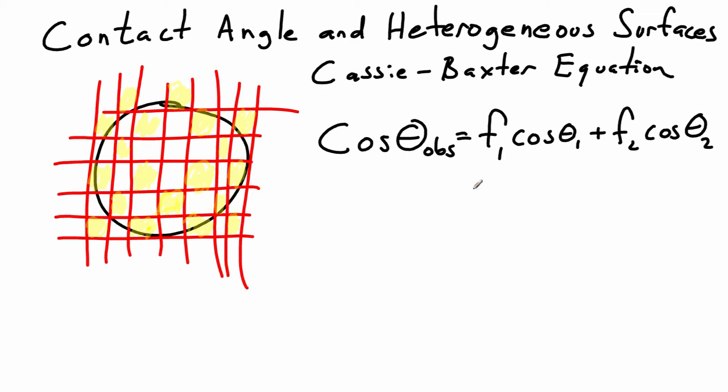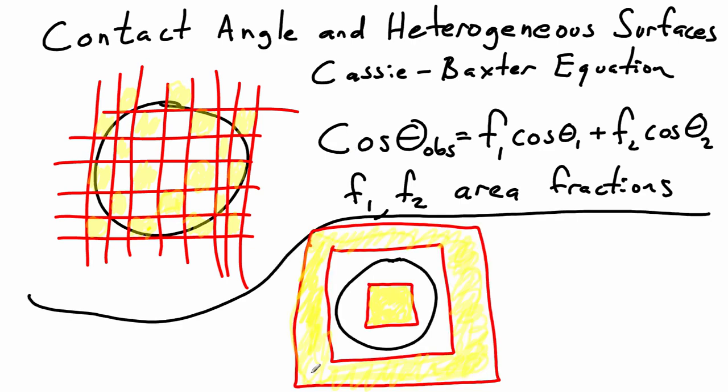In this equation, F1 and F2 are area fractions, and theta 1 and theta 2 are the microscopic contact angles for those areas. So this is a way of basically making a weighted average, weighted by the different areas, to give us the angle that we would observe.